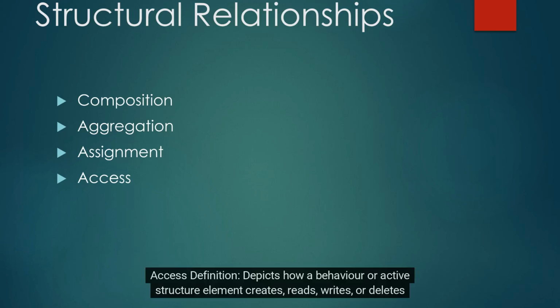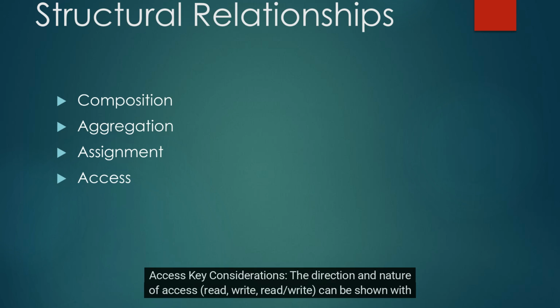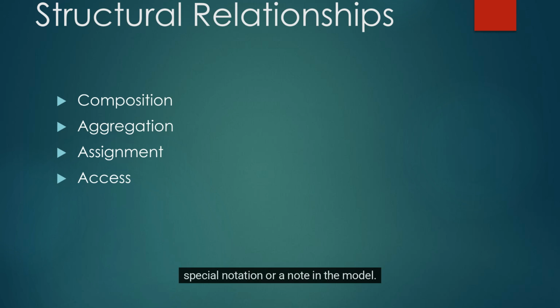Access definition: depicts how a behavior or active structure element creates, reads, writes, or deletes a passive structure element, for example a data object. Access example: a process reads or writes a customer data object, or an application component has read access to a database. Access key considerations: the direction and nature of access, read or write, can be shown with special notation or a note in the model.